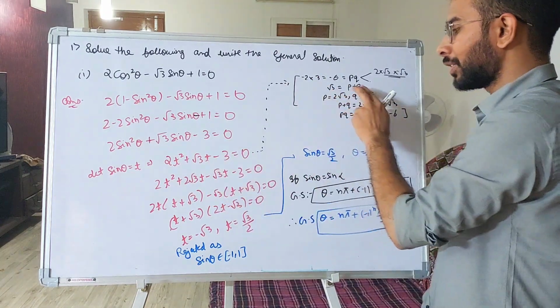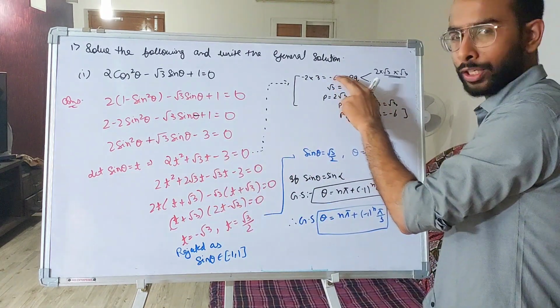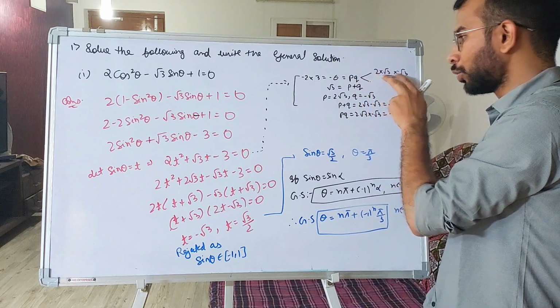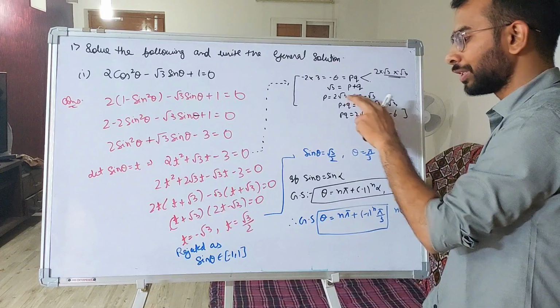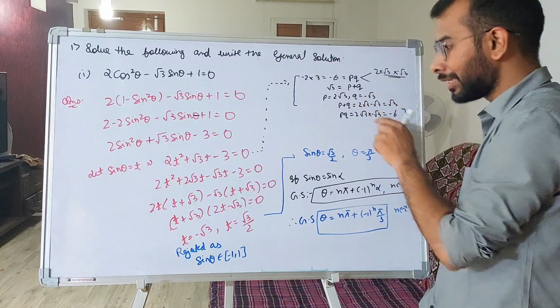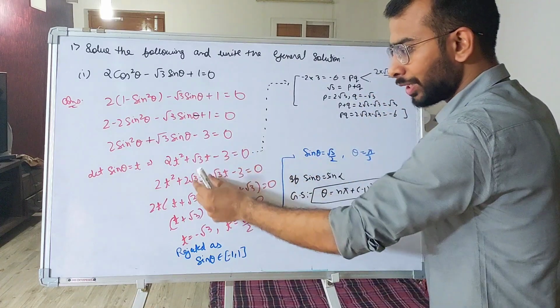Root 3, p plus q. Sum is root 3. Multiplication is minus 6. We'll split that as 2 root 3 into minus root 3. So we'll get 2 root 3 minus root 3 is root 3. 2 root 3 into minus root 3 is minus 6. In this we'll get the value. So root 3 we split like this.